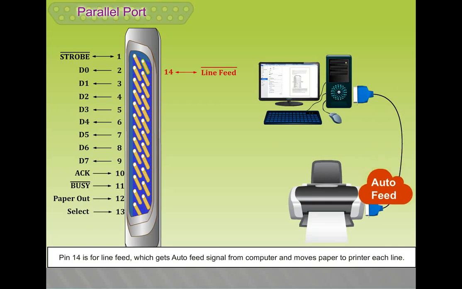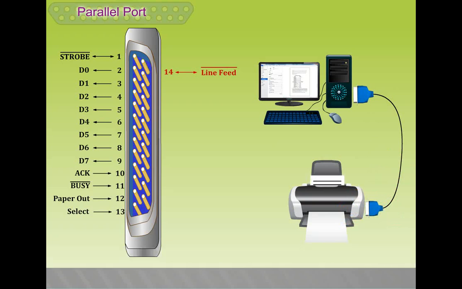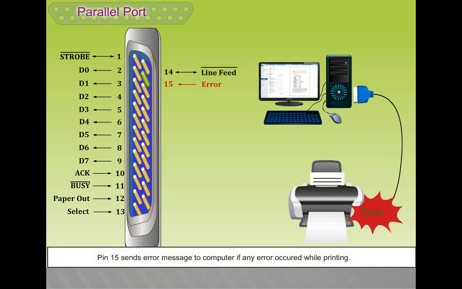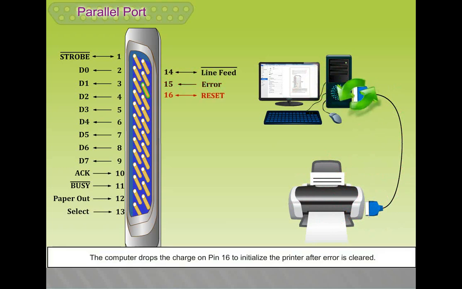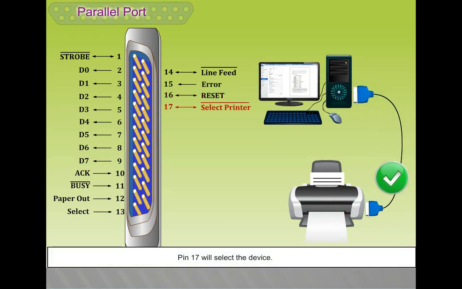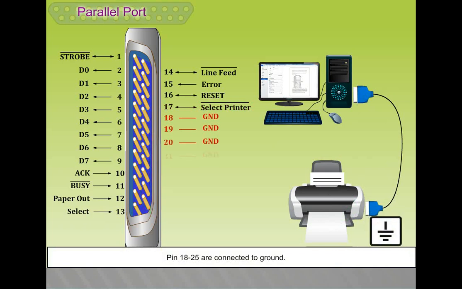Pin 14 is for line feed, which gets auto feed signal from computer and moves paper to print each line. Pin 15 sends error message to computer if any error occurred while printing. The computer drops the charge on pin 16 to initialize the printer after error is cleared. Pin 17 will select the device. Pin 18 to 25 are connected to ground.